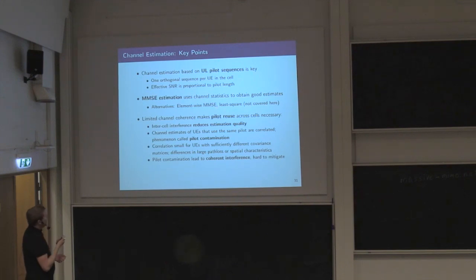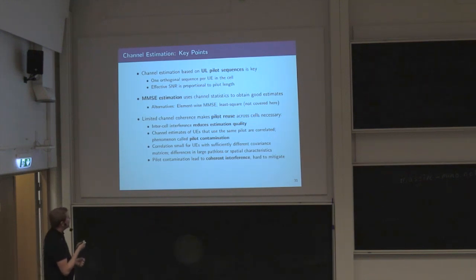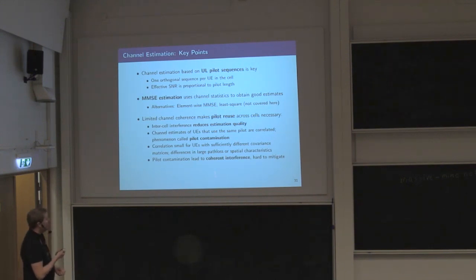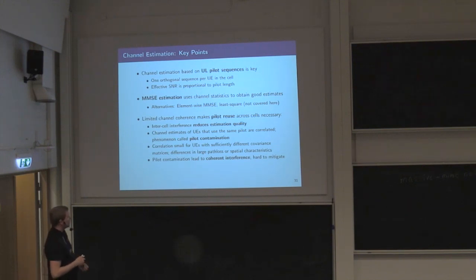We are limited by the channel coherence. That makes it important for us to reuse pilots across cells. Intercell interference reduces the estimation quality, and the estimates become correlated, which is one way of looking at pilot contamination. The correlation is small for sufficiently different covariance matrices, when you have different path loss or different spatial characteristics. And we will see soon that pilot contamination leads to coherent interference that is harder to mitigate.